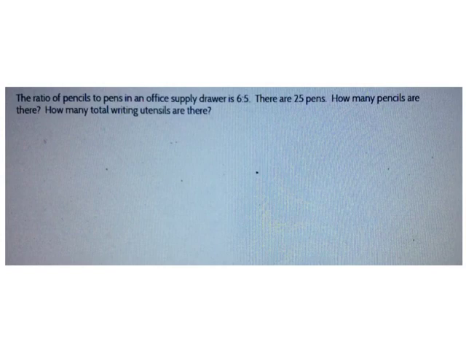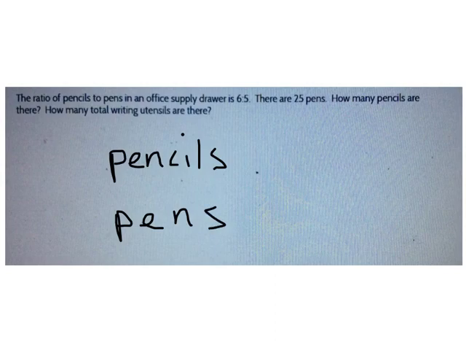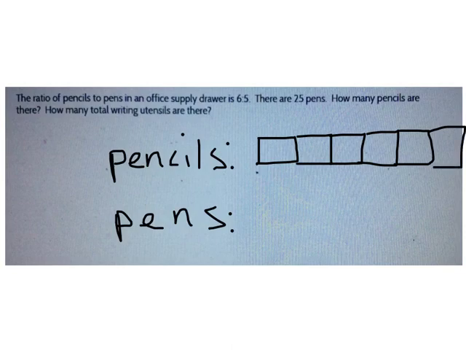Let's do one more example. The ratio of pencils to pens in an office supply drawer is 6 to 5. There are 25 pens. How many pencils are there? And how many total writing utensils are there? First, let's draw our bar model for pencils and pens. How many boxes should I draw for pencils? I should draw 6. How many boxes should I draw for pens? I should draw 5.